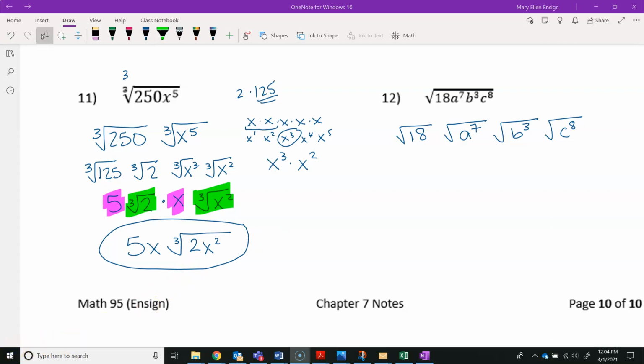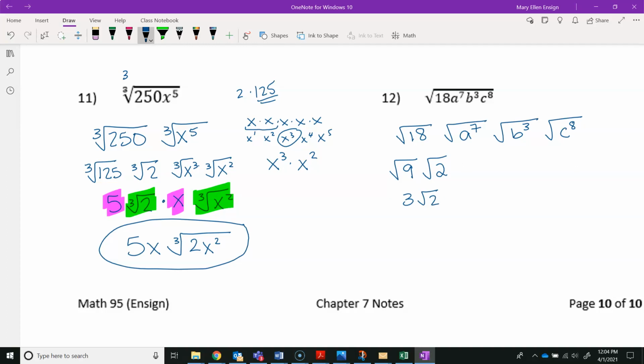Okay, so let's take this step by step. If I look at the square root of 18, this one probably jumps out at you, knowing that 9 is a factor. It's the biggest factor of 18 that is also a perfect square. This would give me 3 radical 2.